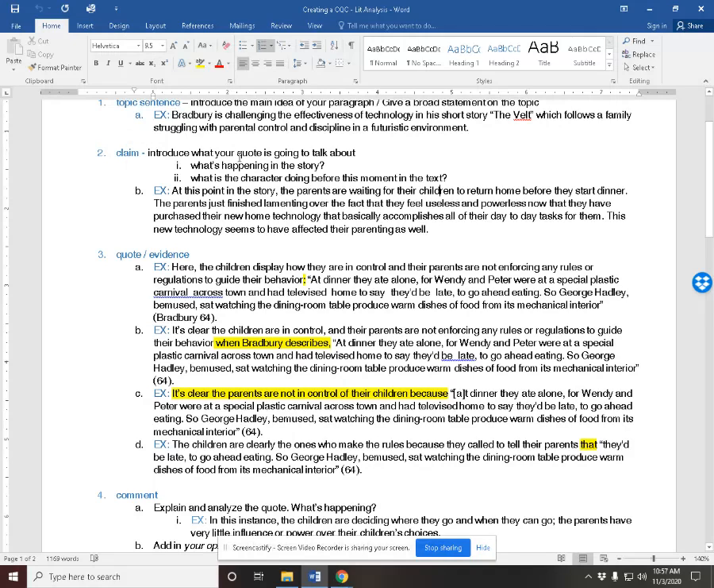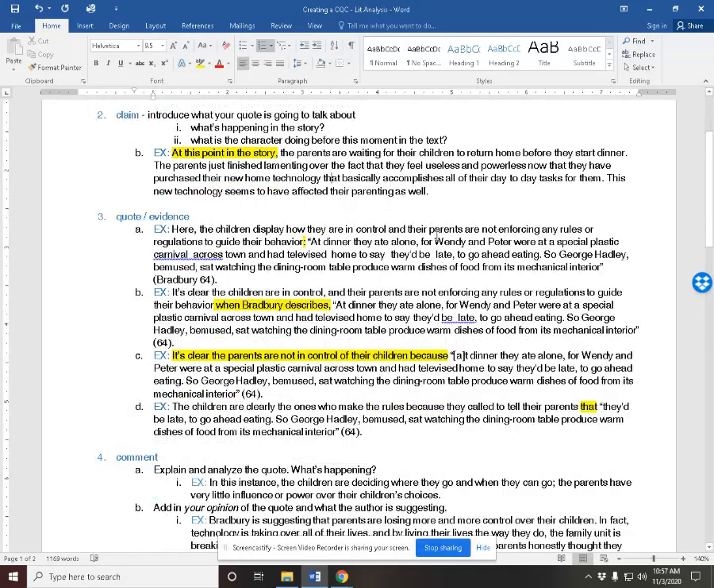So then we move on to the claim, and this is when you tell us specifically what is happening in the story. So at this point in the story, that's a good catchphrase that you can include in your CQCs, and it can be accomplished in one or two sentences.